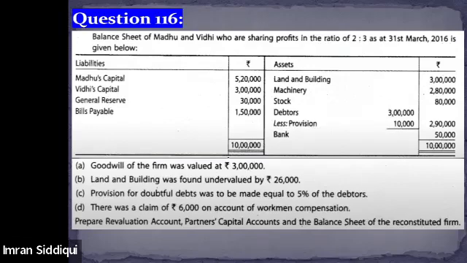Okay. Then the land and building was undervalued by 26,000. So this is obviously relevant for the revaluation account. Provision for doubtful debt was to be made equal to 5% of the debtor. Okay, that means 2,90,000 into 5%. And then adjustment D is saying that there was a claim of 6,000 on account of workman compensation. Okay. So this is the question. 4 adjustment entries are there in the question. All right. And we need to prepare the revaluation account, partners capital account, and the balance sheet.